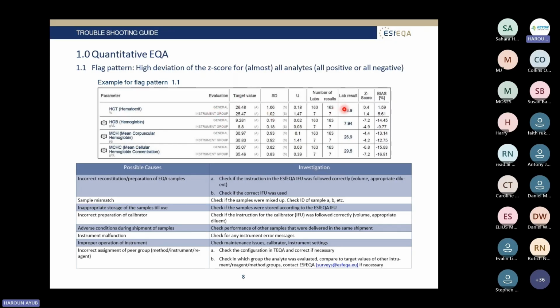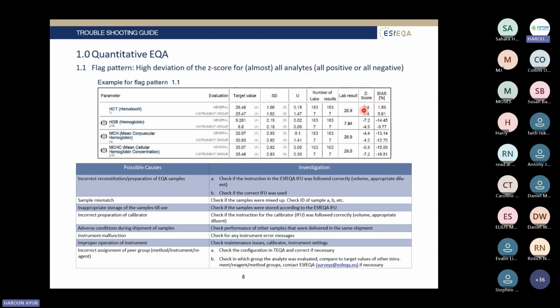So how is that score calculated? The target value, subtract the lab result, then you divide by the standard deviation. So your lab result minus the target over SD. Your lab result is considered as small x. Then the target value is considered as the big X. And then SD, so 26.9 minus 26.48 divided by the SD, you'll get a Z-score.